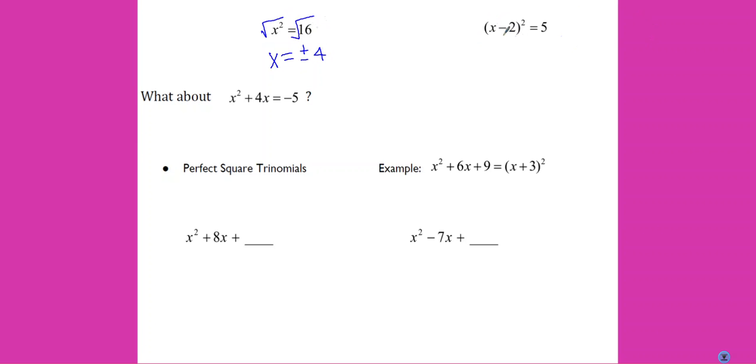Here, where we have a binomial squared, we can square root both sides to undo the squared. We'd have x minus 2 equals plus or minus the square root of 5. And then we can just add 2 to both sides, so we'd get that x equals 2 plus or minus the square root of 5.